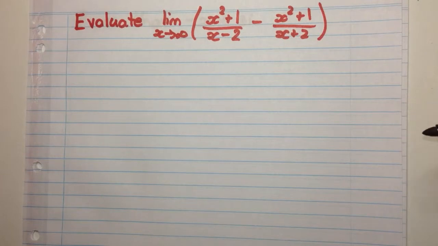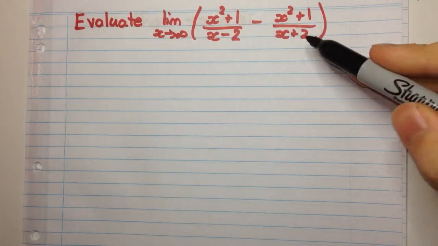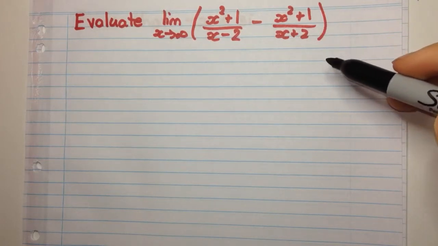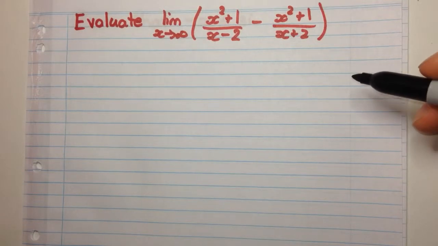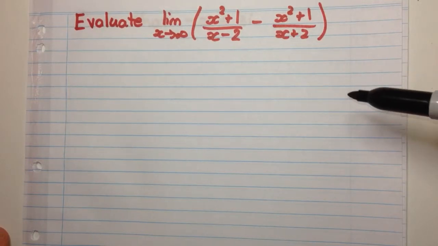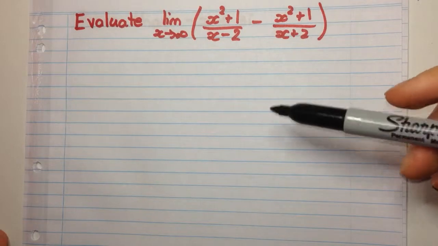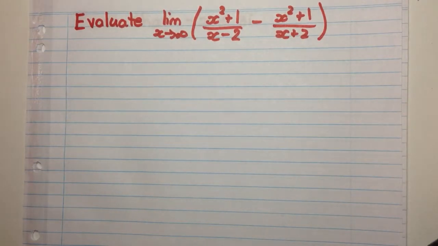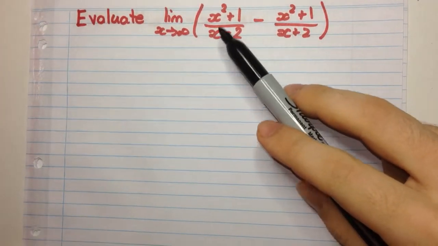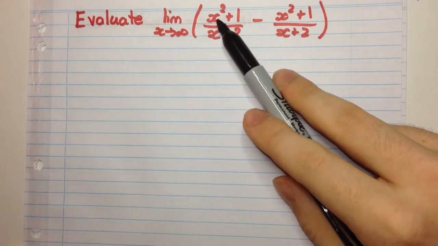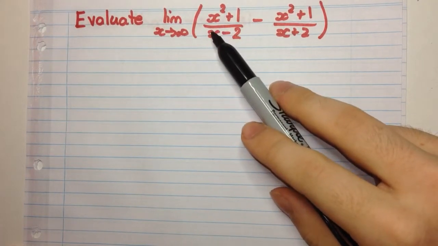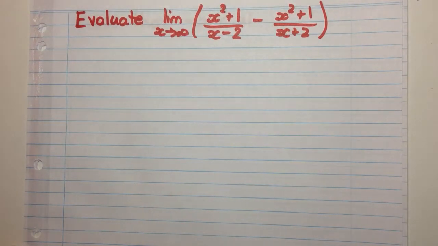Evaluate the limit as x approaches infinity of (x squared plus 1) over (x minus 2) minus (x squared plus 1) over (x plus 2). Okay, so with these types of questions we have a rational function, and so usually we would divide by the highest power of x on the numerator and denominator, and then we'd use our rule that the limit as x approaches infinity of 1 over x is equal to 0.